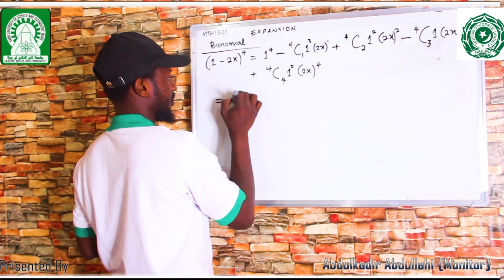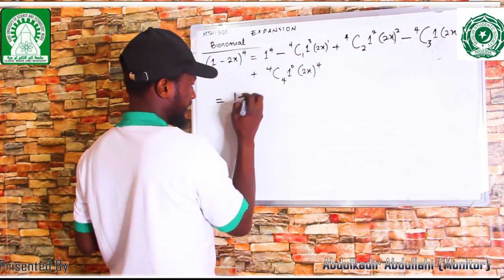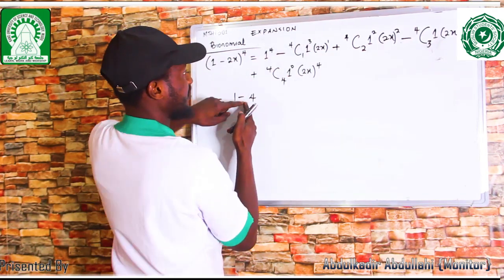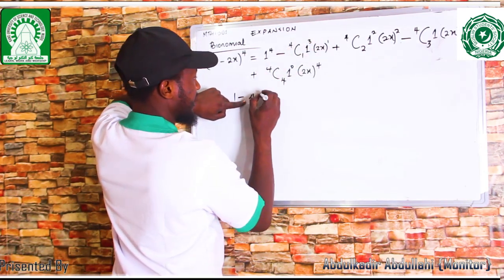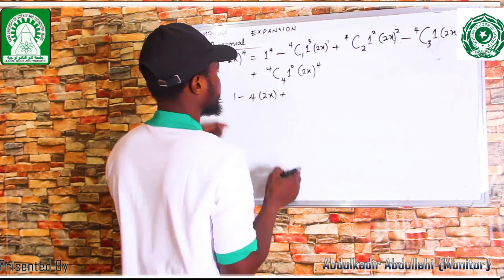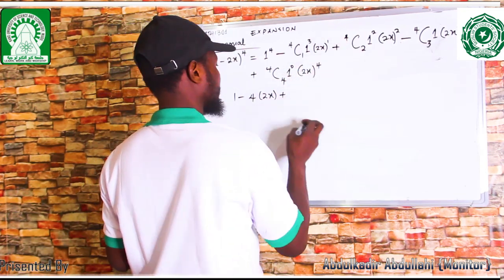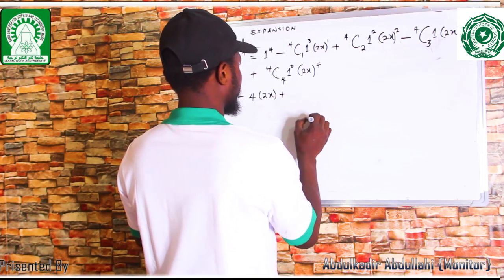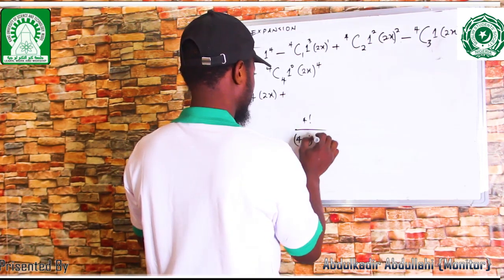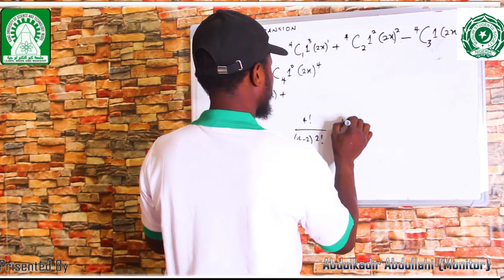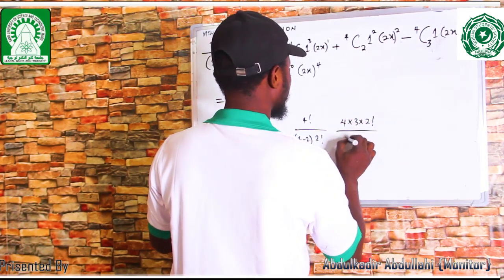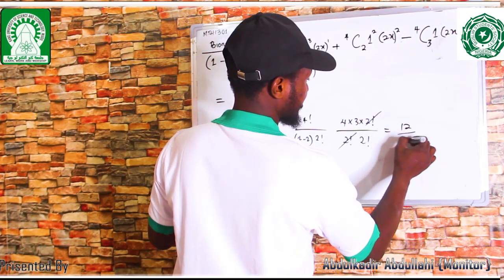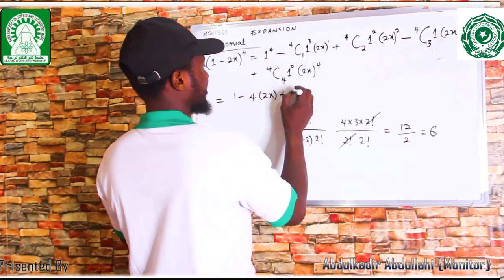Okay, now 1 power 4 is 1, minus 4 combination 1 is 4, 1 power 3 is 1, 1 times 4 is 4, then 2x, we are going to have 2x here, plus 4 combination 2 is 4 factorial over 4 minus 2 factorial and 2 factorial, this is 4 times 3 times 2 factorial over 2 factorial times 2 factorial. 2 factorial cancels 2 factorial, this is 12 divided by 2, which is equal to 6. So 4 combination 2 is 6.